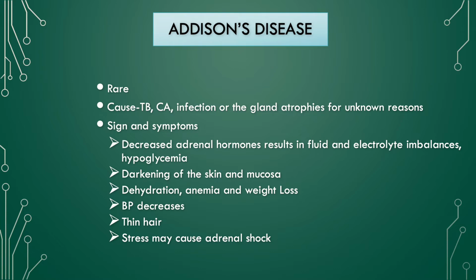Addison's disease results from progressive destruction of adrenal cortex. At least 90% of the gland is destroyed before signs of insufficiency appear. The major signs and symptoms include asthenia, which are weaknesses, tiredness, fatigue, anorexia, gastrointestinal symptoms, nausea and vomiting.